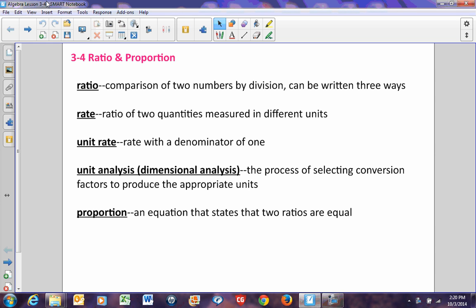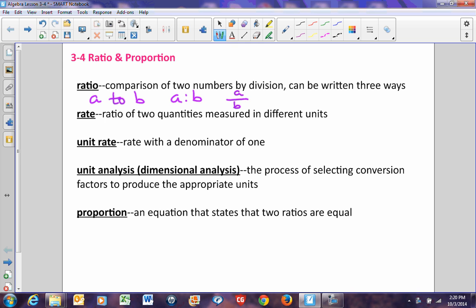This is lesson 3-4, ratio and proportion. A ratio is a comparison of two numbers by division. It can be written in one of three ways. Any of the following ways are fine. You can write it A to B with words, A to B with a colon, or as a fraction, A to B. It does not matter how you write it, they are all said the same way, A to B.